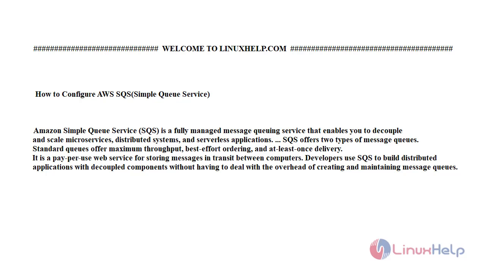Amazon Simple Queue Service, SQS, is a fully managed message queuing service that enables you to decouple and scale microservices, distributed systems, and serverless applications. SQS offers two types of message queues. Standard queues offer maximum throughput, best-effort ordering, and at-least-once delivery. It is a pay-per-use web service for storing messages in transit between computers. Developers use SQS to build distributed applications with decoupled components without having to deal with the overhead of creating and maintaining message queues.